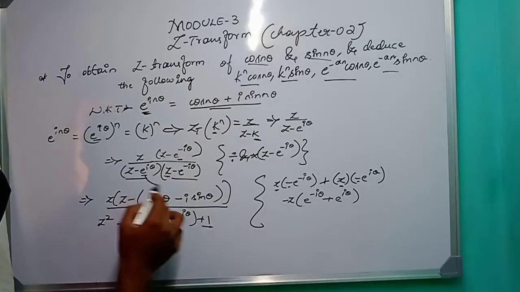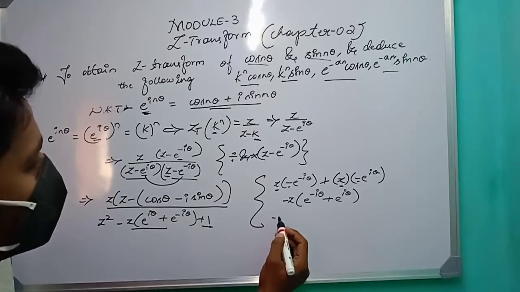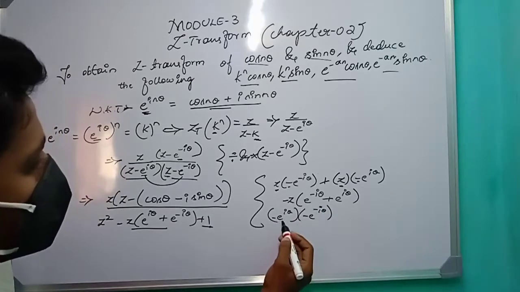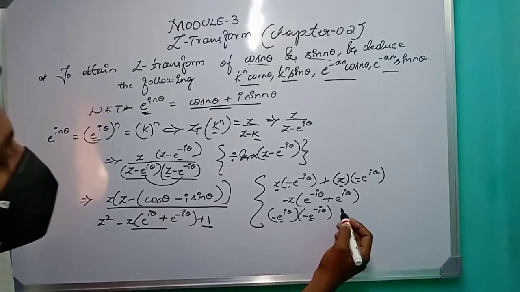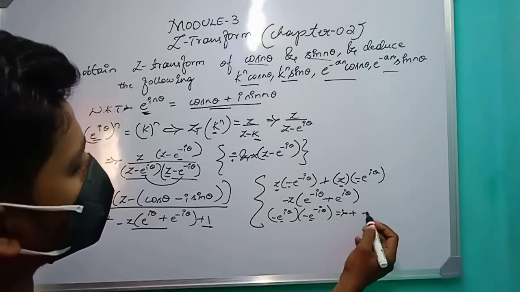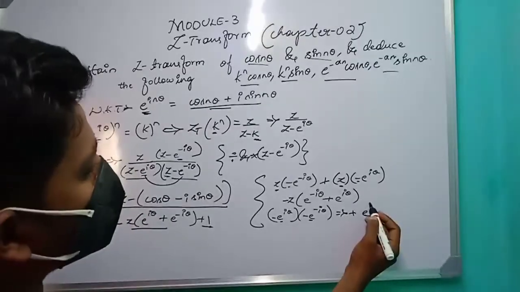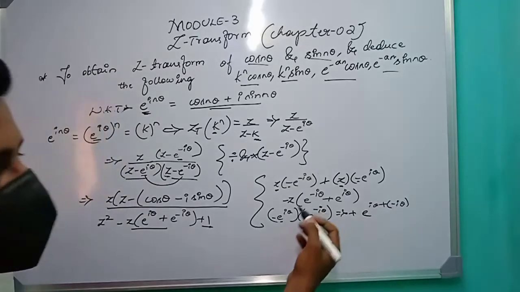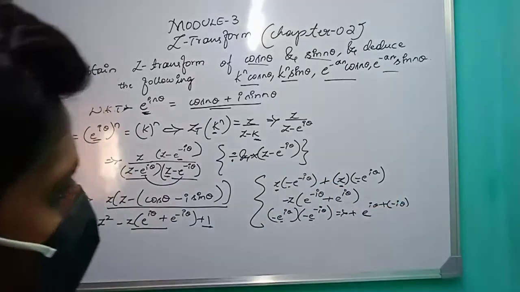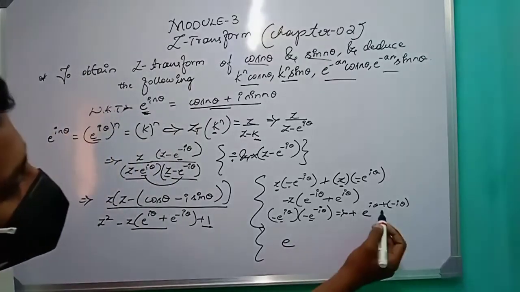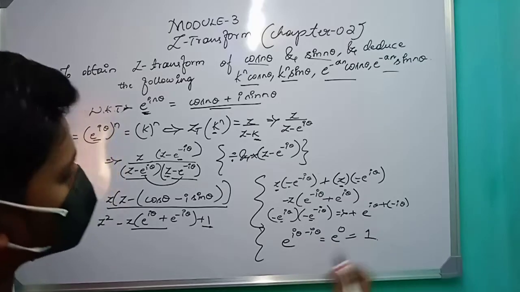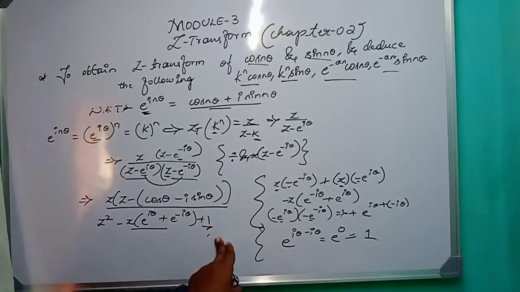So why is there 1 here? When you multiply these two, it is minus e^(iθ) into minus e^(-iθ). The bases are the same, so minus into minus is plus, and e^(iθ) into e^(-iθ) is e^(iθ) plus of minus iθ. As we know, e^m into e^n is e^(m+n). So e^(iθ - iθ) equals e^0, and anything to the power 0 is 1. Till now you got to know what it is. Now let us go to the next step. Let me erase all these things.